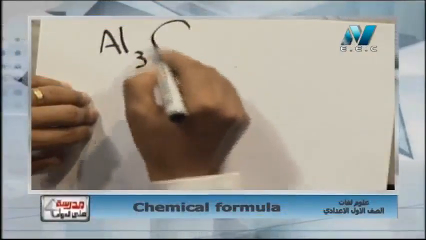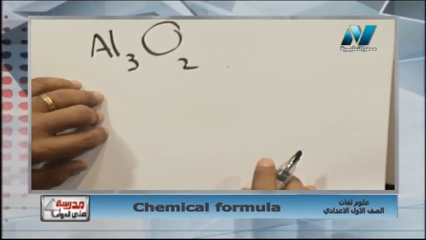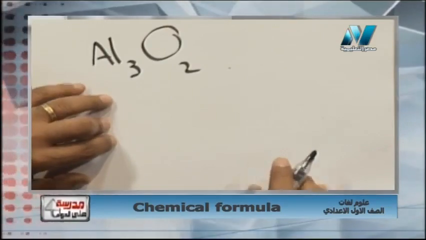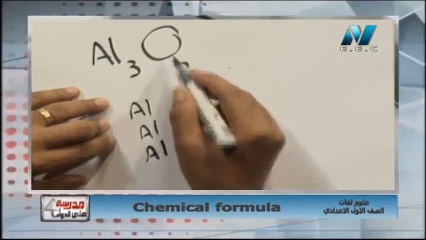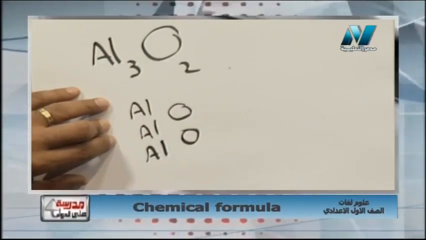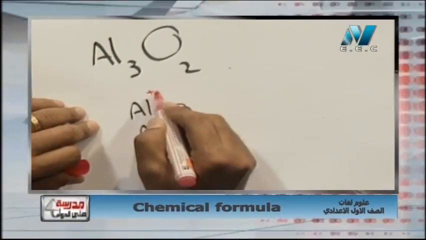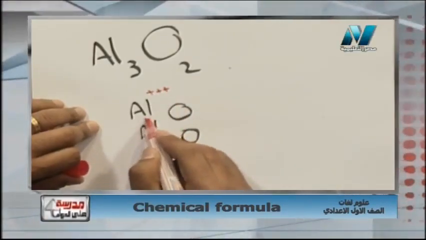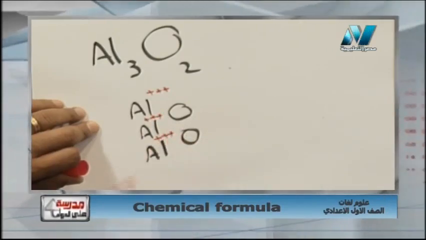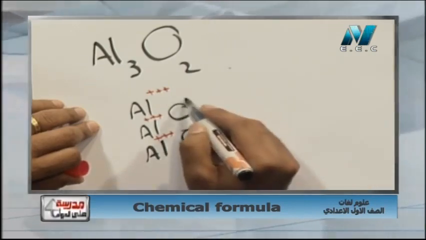And I can't write Al3O2. Is it wrong? Yes. Big mistake. Why? Because Al3 here means Al, Al, Al. O2 means O, O. And as you remember, my dear student, the valence of Al is trivalent. It gives 3 electrons, and another one gives 3, and another one gives 3. While oxygen, its valence is divalent, -2.